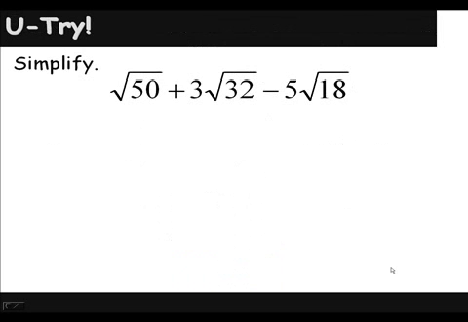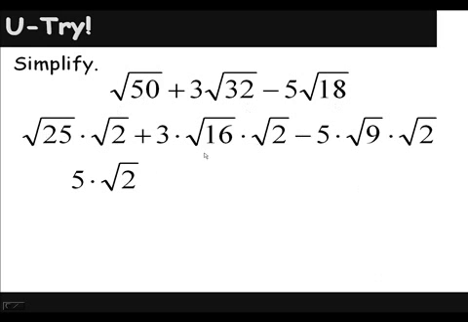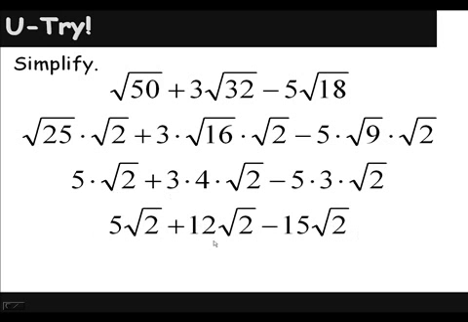Try this one. Go ahead and pause the video. When you're ready to check your answer with mine, press play. Alright, let's see. Root 50 is 25 times 2. Root 32 is 16 times 2. And root 18 we just saw is 9 times 2. Root 25 is 5. Root 16 is 4. And root 9 is 3. 5 root 2 plus 12 root 2 minus 15 root 2. Well, it's 17 root 2, oh, excuse me, 17 root 2 minus 15 root 2 is just 2 root 2.